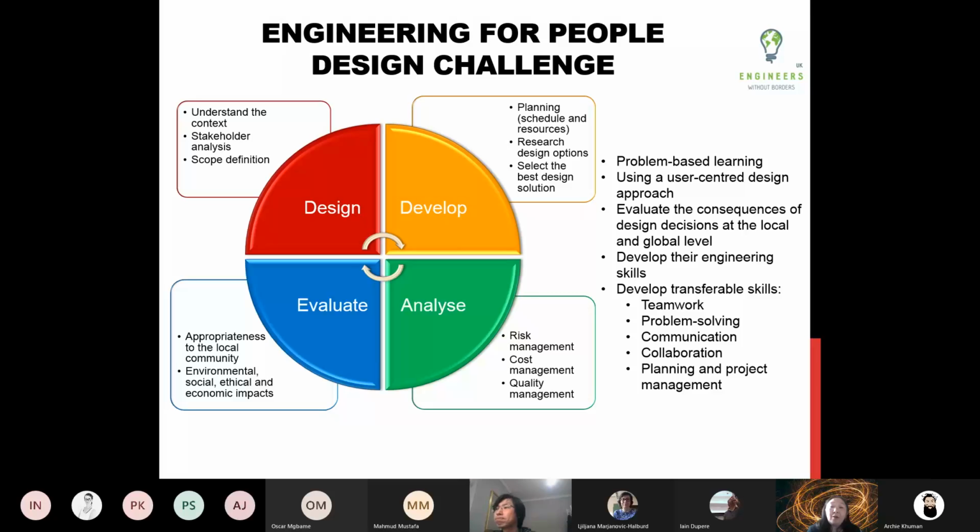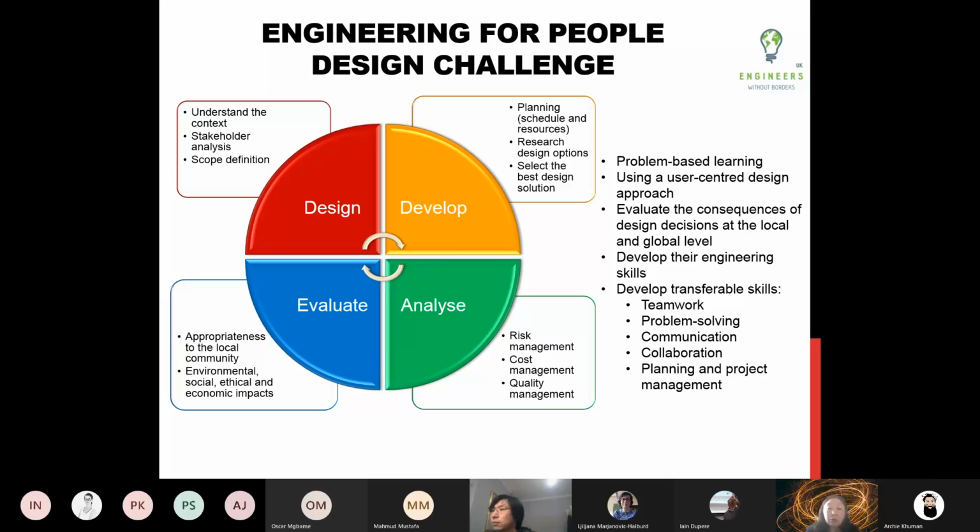In the develop stage, they have to research which are the best solutions based on the scope that they defined. They also need resources to plan their schedules, the different tasks that the team members will have to do, and to select the best solution. Once they have decided on the best solution, we need to have the users at the center of the design, the local communities and the people. So it's very important that the students also analyze the risk, the cost, and the quality of the design solutions.